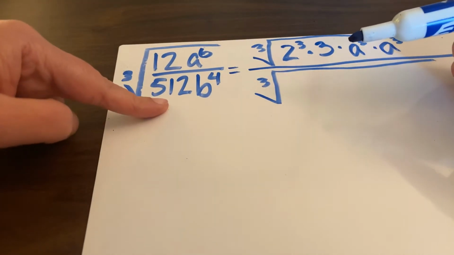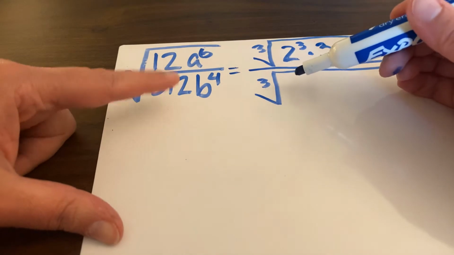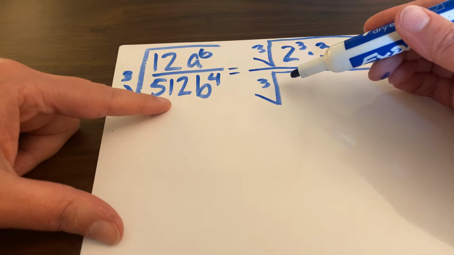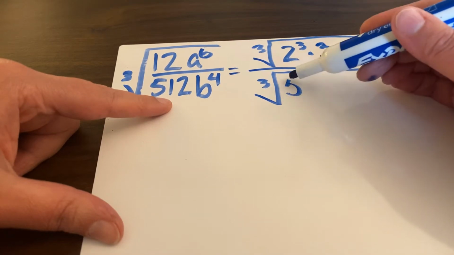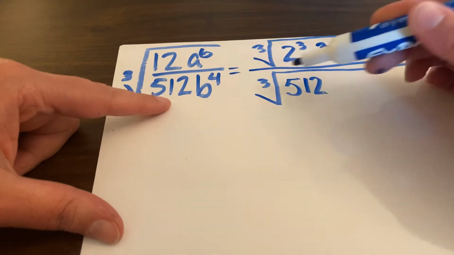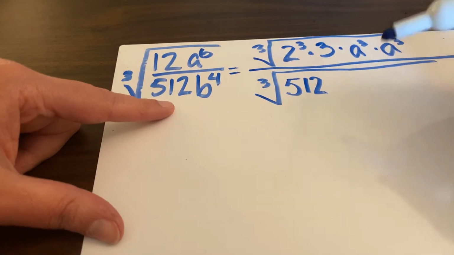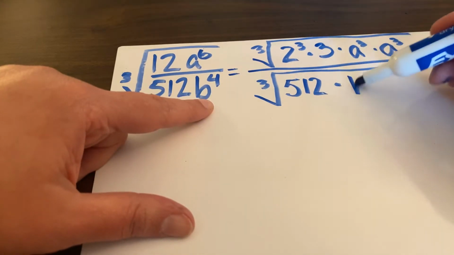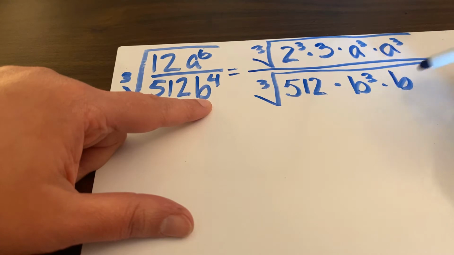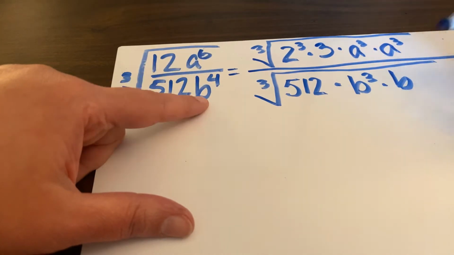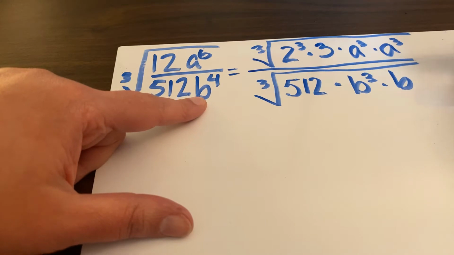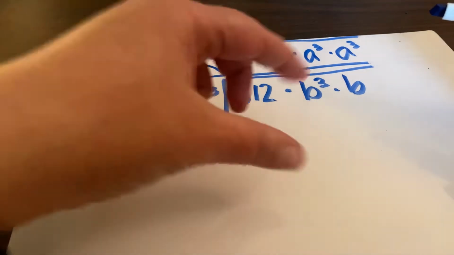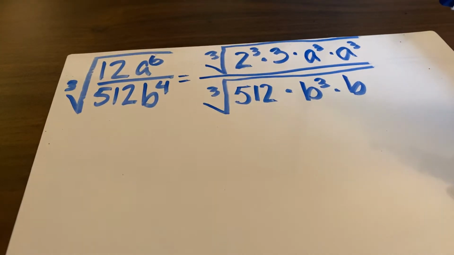For 512, you might realize that the cube root of 512 is 8. I'm going to leave it as 512 for right now. B to the fourth will become b cubed times b, because b cubed times b would be b to the fourth. And the reason I'm doing this is because I want to be able to take the cube roots of specific things and pull them out of the radical.